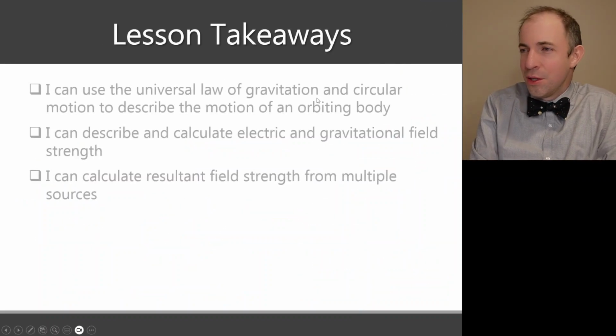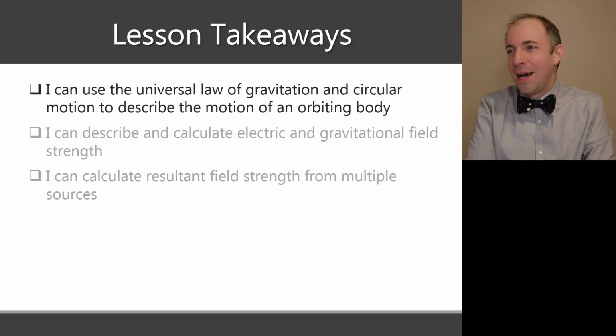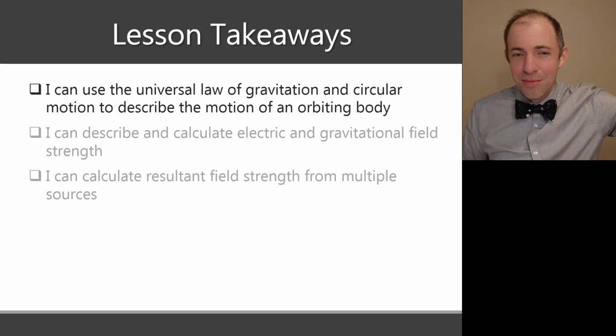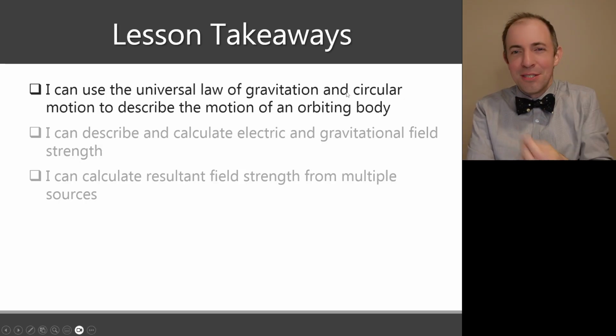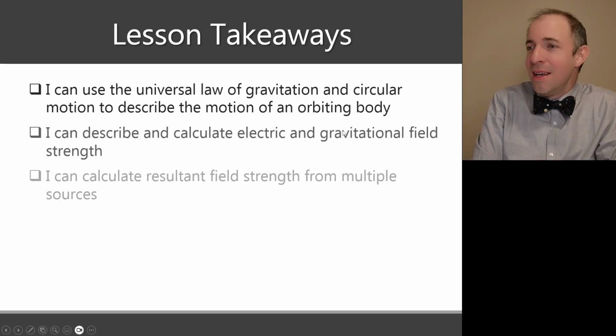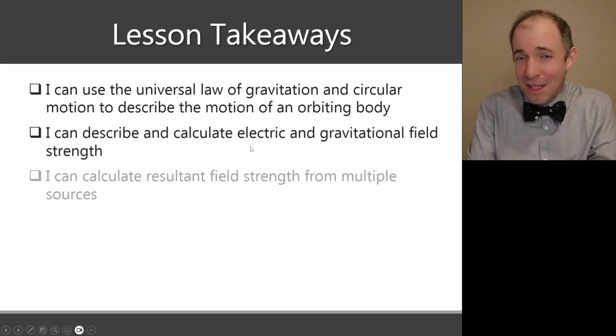So in this video, you should be able to describe how the universal law of gravitation and circular motion can describe the motion of an orbiting body. We will get to the circular motion stuff a little bit later, but understand how the universal law of gravitation is part of that orbit. You should be able to describe how and calculate electric and gravitational field strength.